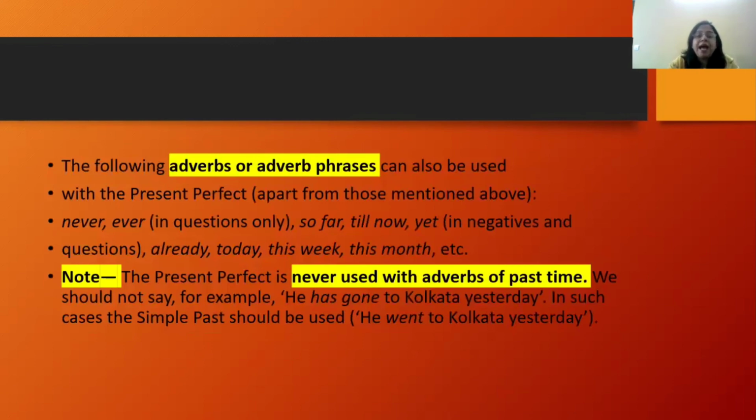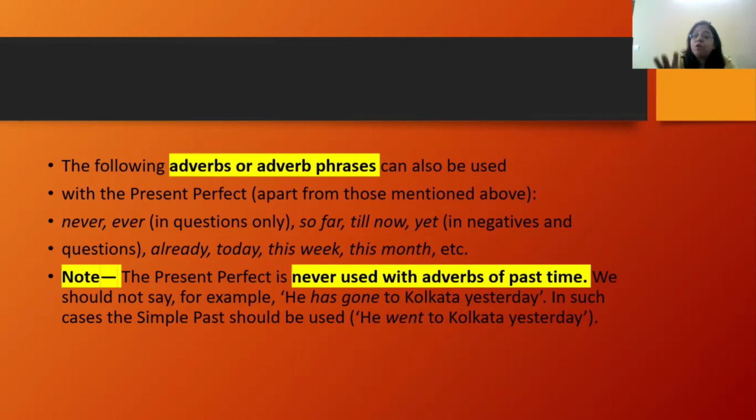The following adverbs or adverb phrases can also be used with the present perfect tense, apart from those mentioned above. So what are they? Never, ever (in questions only), so far, till now, yet (in negatives and questions), then already, today, this week, this month, etc.